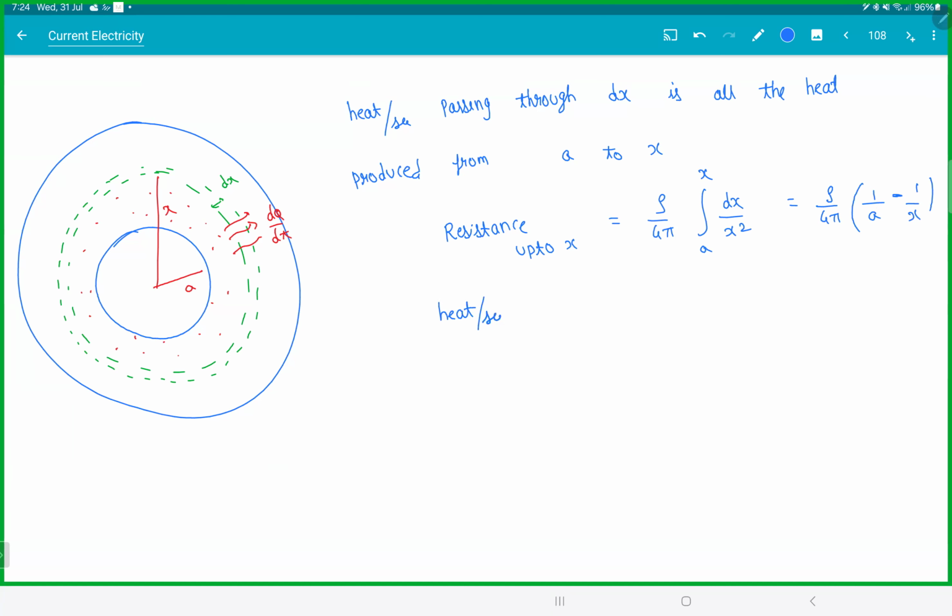All clear with this? Let's see something else. Any doubts on this? Any step you're not clear on, please ask. Great. Next thing, maximum power transfer theorem.